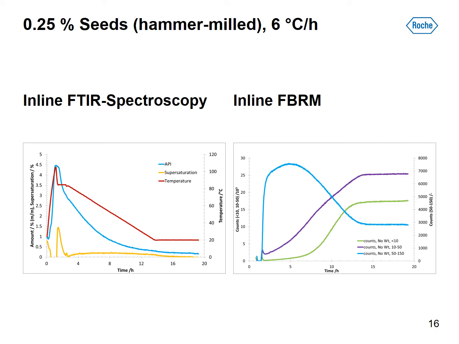Here you can see that after the seeding, the supersaturation goes down to a very low value and stays more or less constant until the end of the cooling. And also in the FTIR we can see the impact of the seeding in a large growth of the larger particles between 50 and 150 chord length.